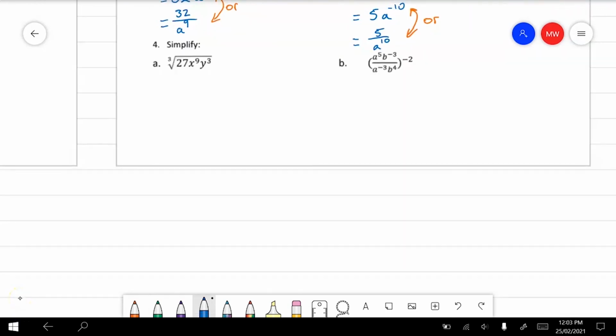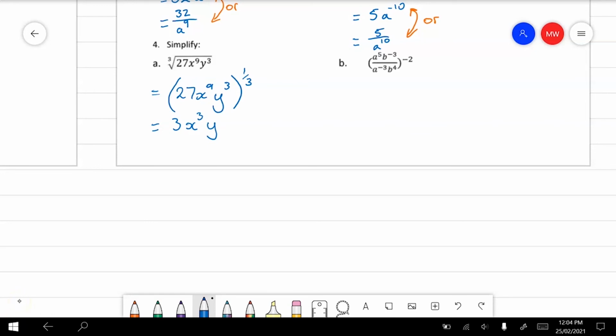Another way to think about question 4a is to rewrite it. So if we take our 27, x to the 9, y to the 3, and we pop it in brackets, it would have an indice of a third. And now we can just apply the index law where we multiply indices where there's brackets. So we know that the cubic root of 27 is 3, because 3 times 3 times 3 is 27. 9 times a third is 3. And for the y's, 3 times a third is 1. So you can just say as the answer like that.